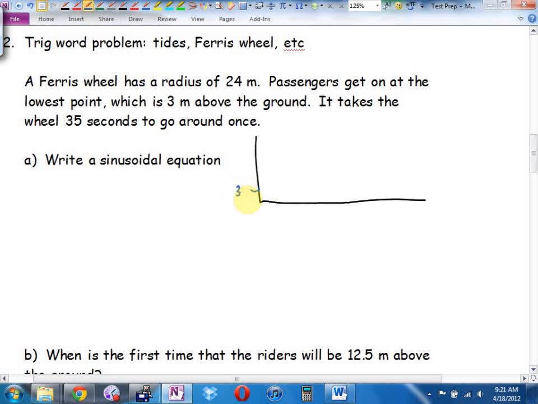In fact, I think the next easiest one to find actually is not the highest, it's the middle. What's the middle going to be? 27, because of the radius. What's the highest going to be? 27 and 24, 51? Which of these three numbers is going to show up in my equation? The 51, the 27, or the 3? Height as a function of time. What's my amplitude? Sorry? 24?